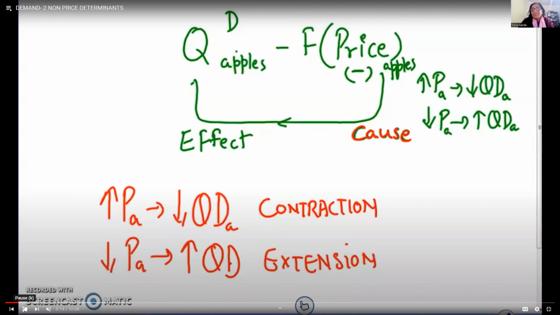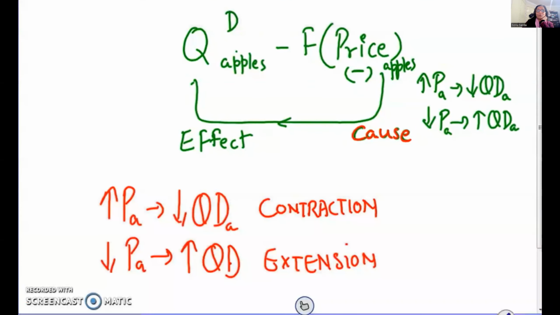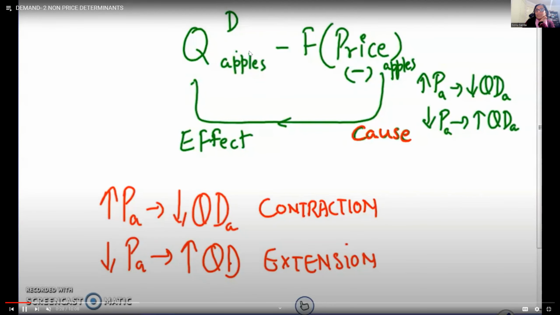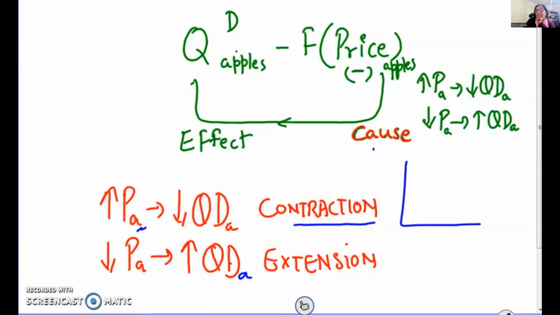As you can see, when you talk about the quantity demanded for apples, it is a function of the price of apples. This is how the price of a good affects the quantity demanded, and it's a negative relation. As the price of apples increases, quantity demanded decreases, and if price decreases, quantity demanded increases. This is contraction, and this is extension. Any decrease in quantity demanded is contraction, any increase is extension. And it can be drawn as a movement along the curve.